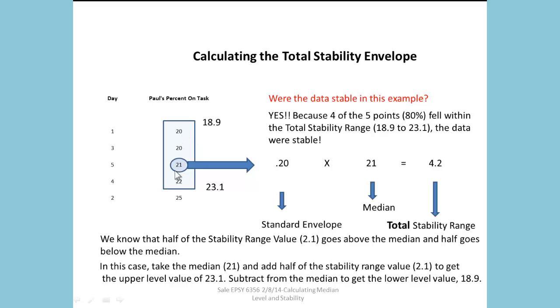These 4 data points fell within that data range, and therefore, since 4 of the 5, or 80%, fell within the total stability range, the data were stable. So that's a good thing. The importance of stable data is that only when your data are stable should you move to the next condition.